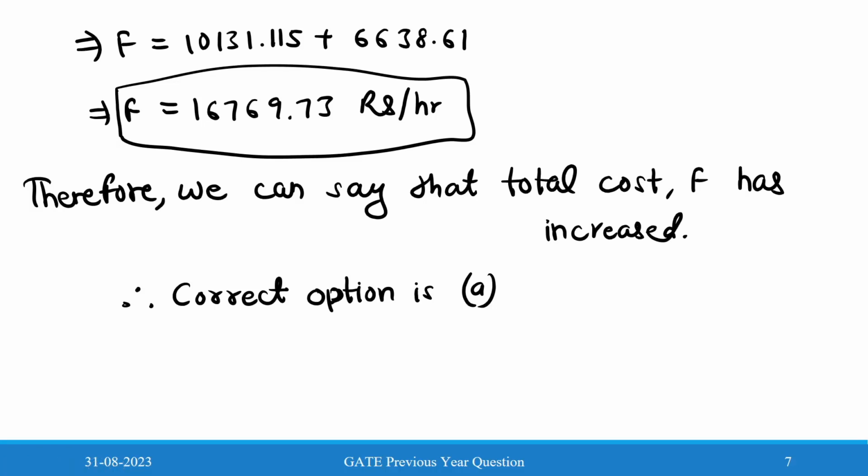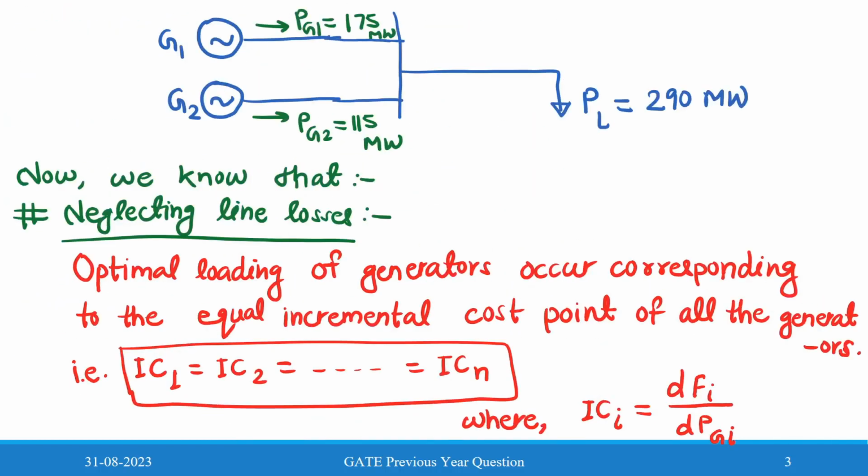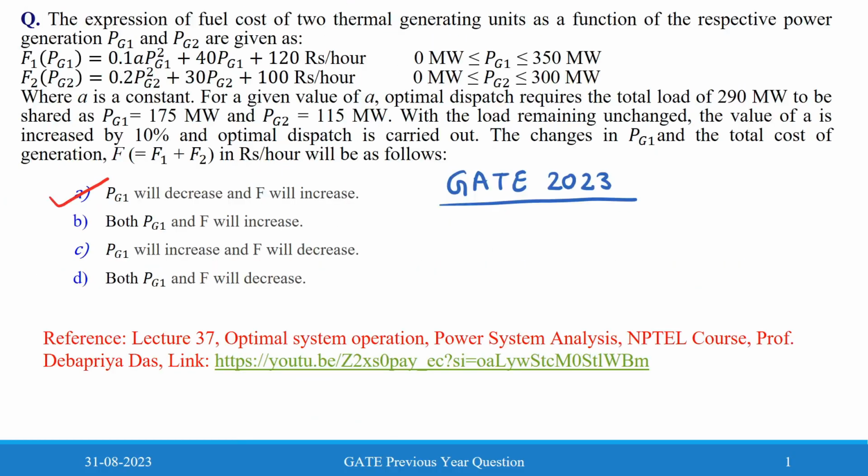The conclusion is that the generation of the first unit has decreased and the total fuel cost has increased. Accordingly, the correct option is A. So A will be the correct answer. Thank you.